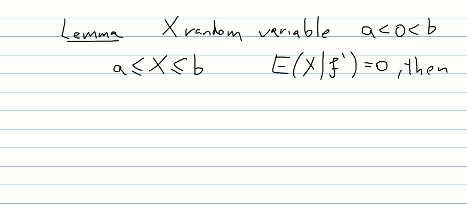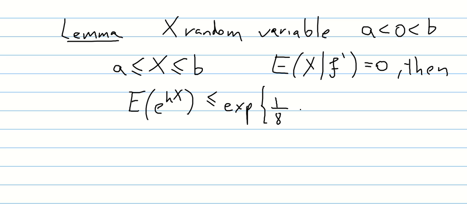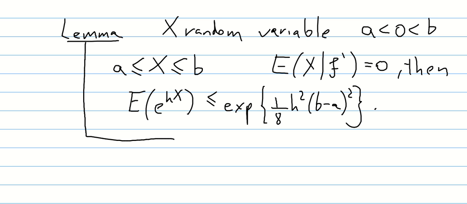Then we can bound the exponential moment. So we know that the exponential moment of x is finite because x is bounded, right? But we have a very explicit bound on this exponential moment, and it's given by e to the 1/8 h squared (b minus a) squared. So this is a very explicit bound, and this lemma, you can think of it as very technical.